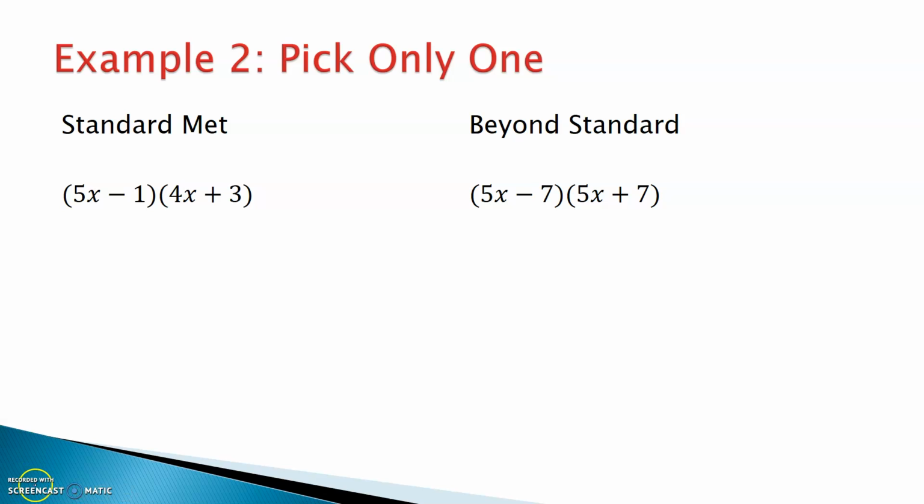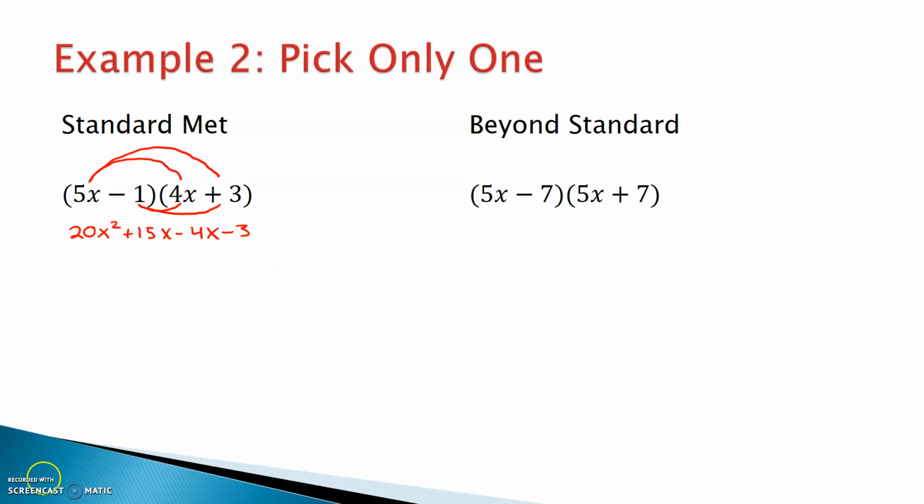Standard met. I'll do this one using double distribution. 5x times 4x, that's 20x to the second. x times x is x to the second. 5x times 3, that's going to give me positive 15x. Negative 1 times 4x, that's negative 4x. Negative 1 times 3, that is going to be negative 3.